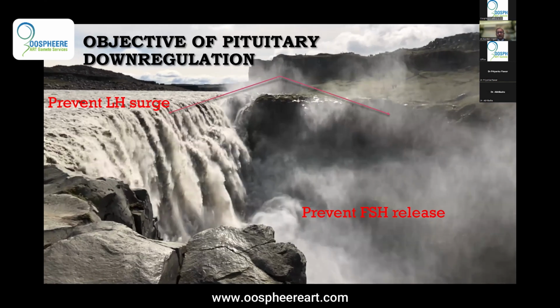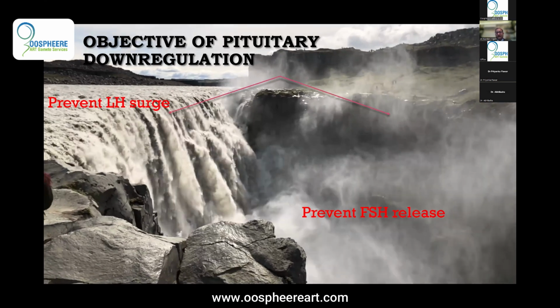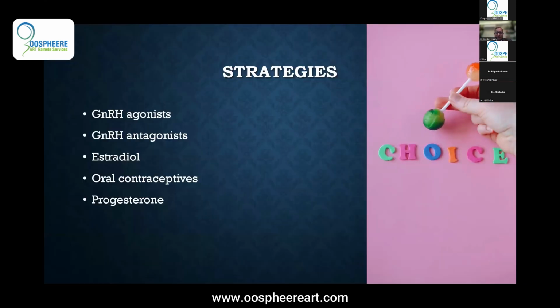Okay. So when we say any strategy which will downregulate the pituitary, ultimately the pituitary is going to stop releasing FSH and LH both. But your purpose can be different. So for one particular situation, you want to prevent that LH surge. That's why you are doing downregulation. In certain scenarios, it will be preventing the FSH release, where we are not bothered whether LH is released or not. Okay. So these are the two important purposes or objectives of pituitary downregulation.